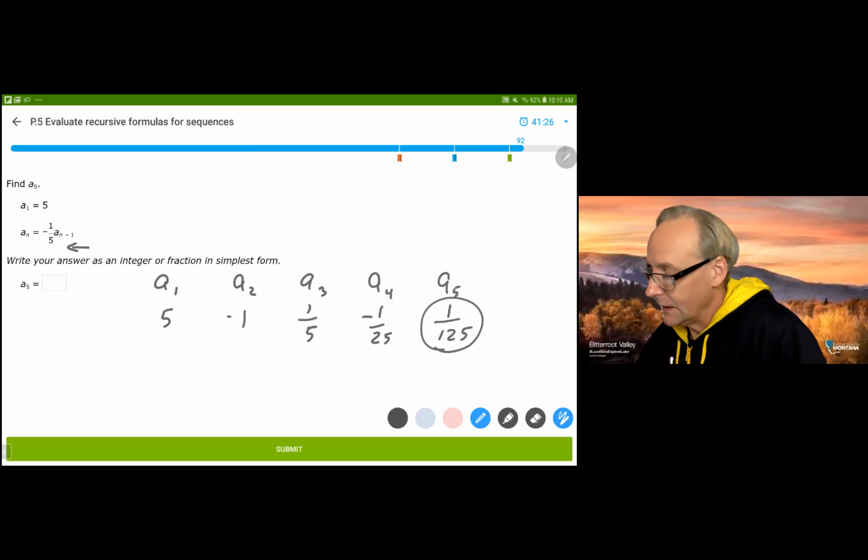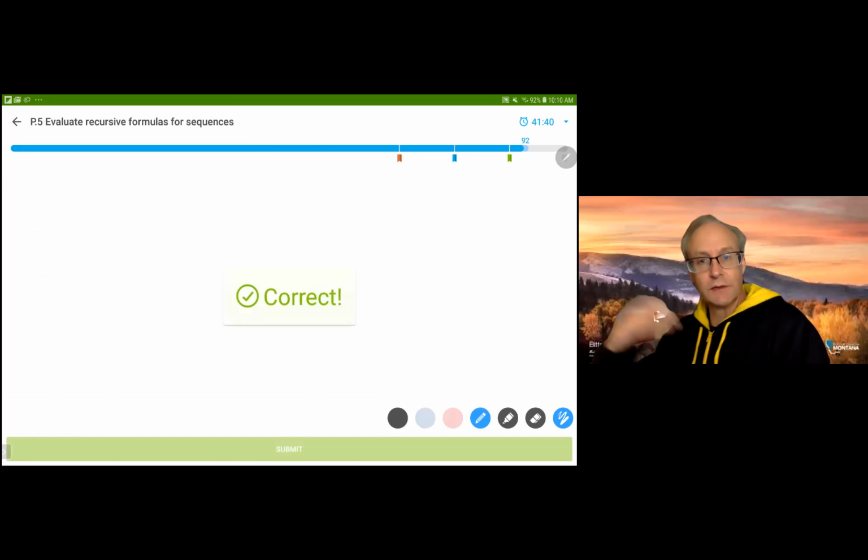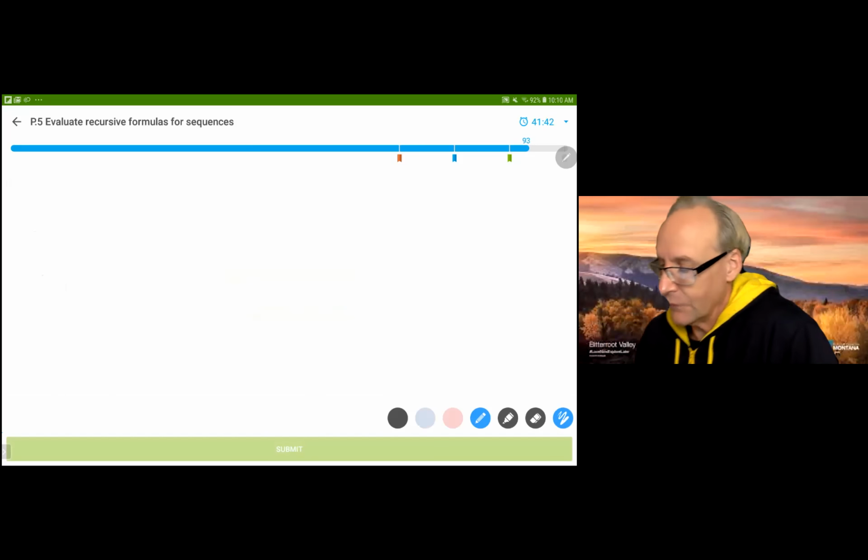And that is it, isn't it? What is that, 0.08, I think? Or no, 0.008. Pretty small. Anyway, A5 is 1 over 125. And it is positive. We've got to be careful to alternate those negatives and positives back and forth.